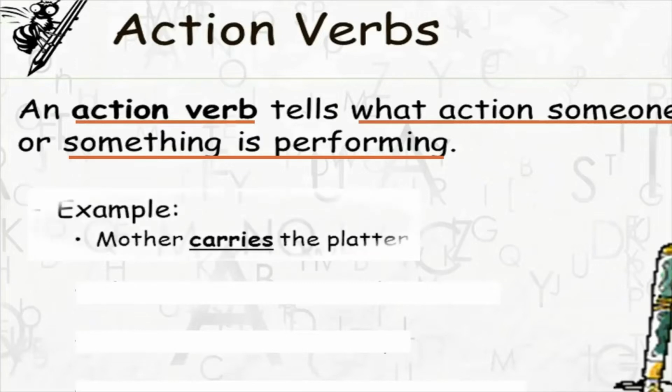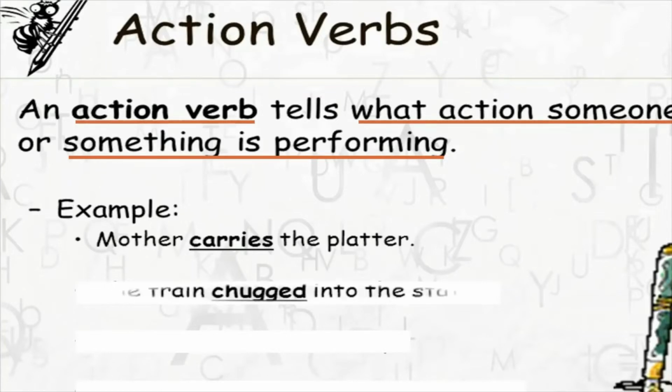Let us look at it in a little bit more detail, with a few examples. See, mother carries the platter. What is mother doing here? She is carrying the platter. So the word carries is an action verb. When mother carries the platter, there is an action happening, and the mother takes the platter from one place to another. So there's an action which is happening and there's a consequence of the action too. The platter is changing its place.